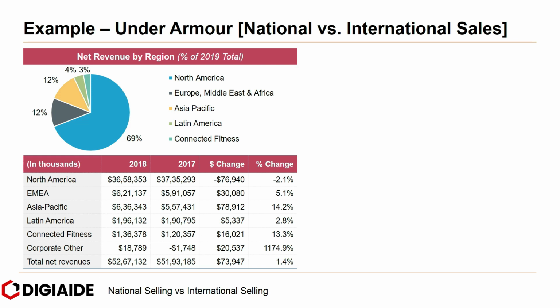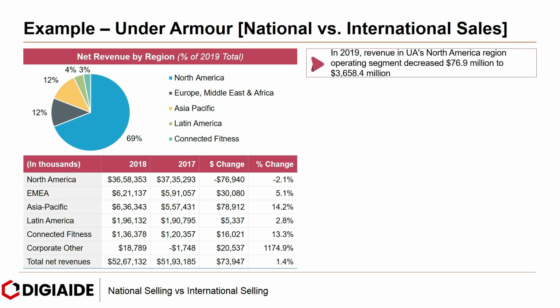Now moving on to an example of Under Armour's national versus international selling. As stated by the graphs, in 2019, revenue in Under Armour's North American region decreased $76.9 million to reach $3.6 billion. In 2018, this amount was $3.7 billion.